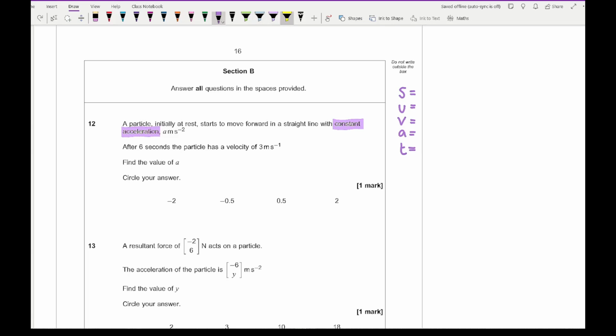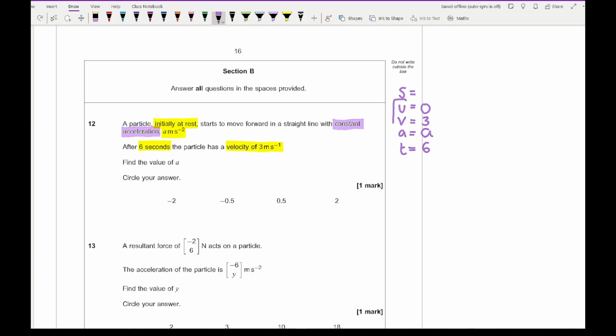So looking through, we are told initially at rest. That means if it's initially at rest that the value of u is 0. We're also told 6 seconds. So that means that time t is 6, and we're also told that at that time the velocity is 3 meters per second. So our final velocity v is 3. The question is asking us to find the value of a, so we'll just keep that in there as our variable that we need to find.